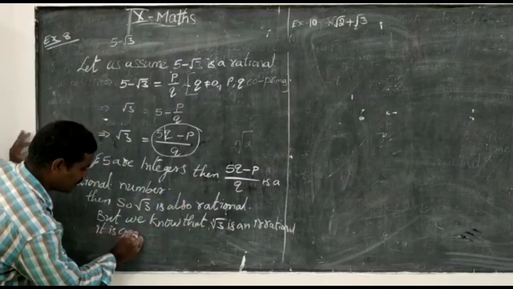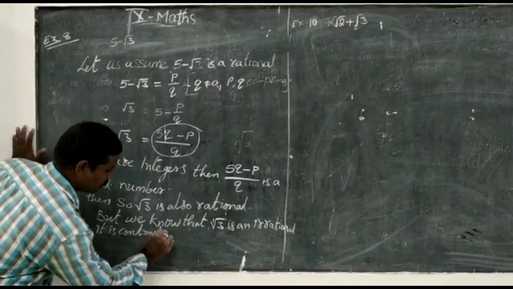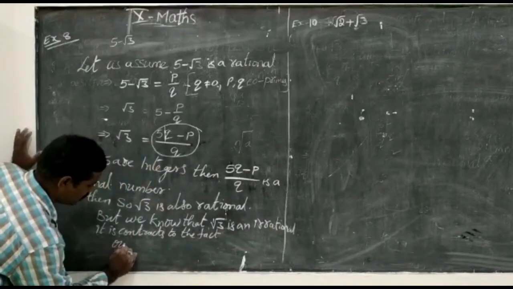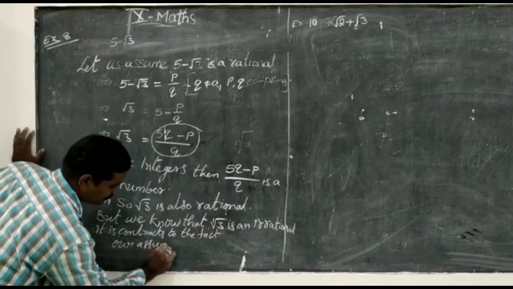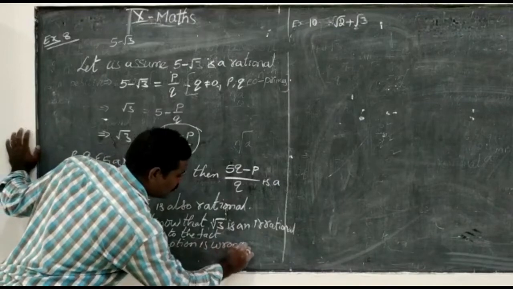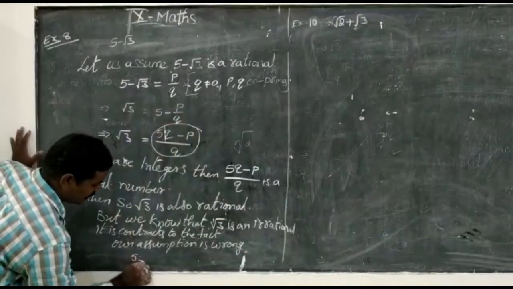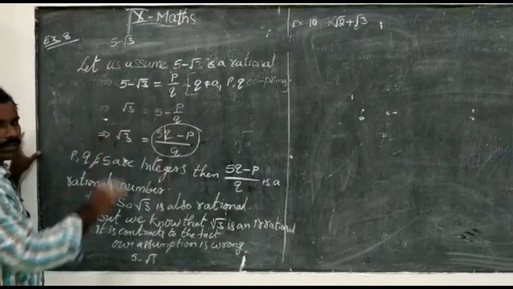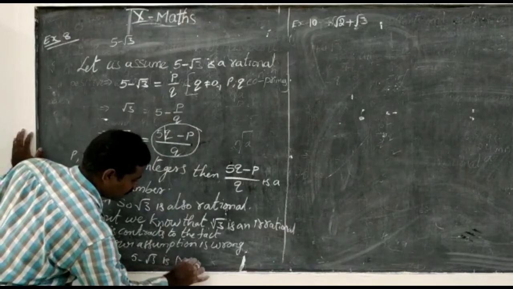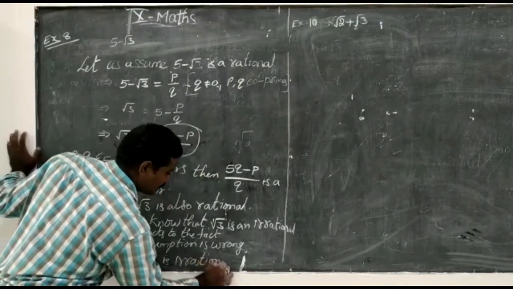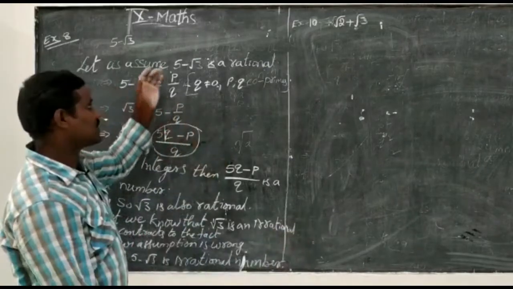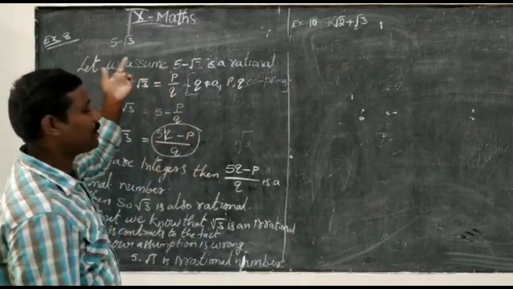It contradicts the fact. Our assumption is wrong. What is our assumption? That 5 minus root 3 is rational is wrong. Then 5 minus root 3 is an irrational number. Yes, it is the simplest way. Like this, you have to complete example 9 also.